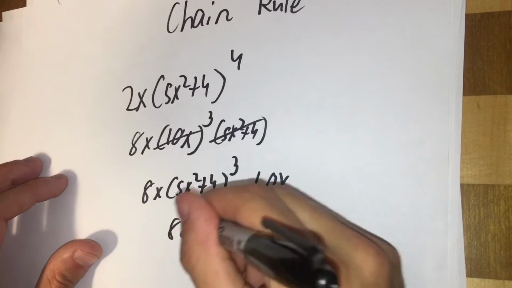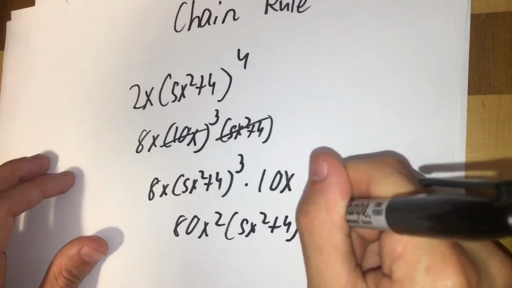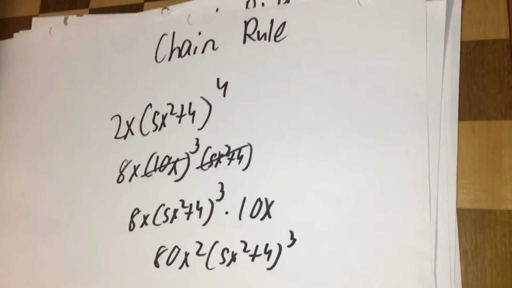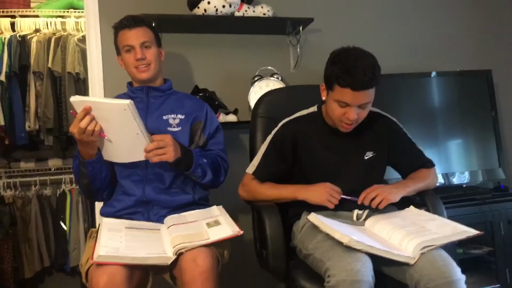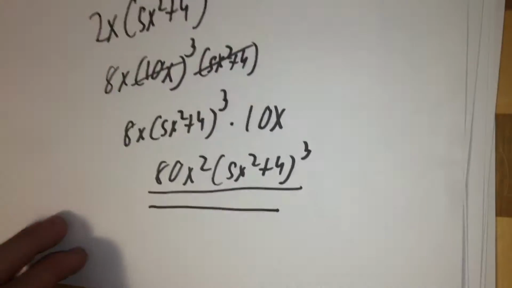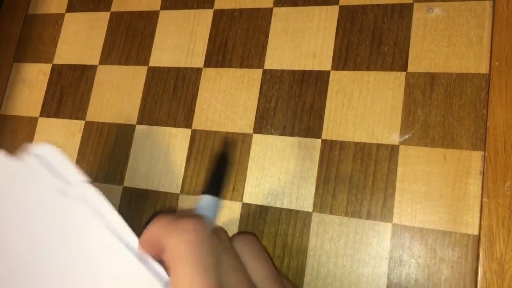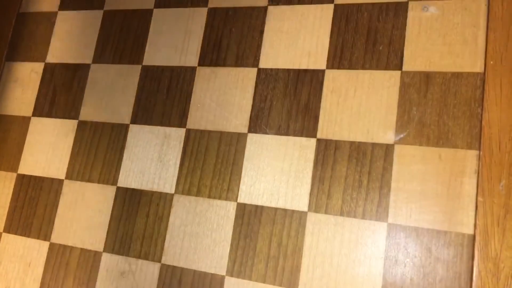All right, so I have now completed my answer. So let's compare. Frankie, what did you end up with? 80x squared times the quantity 5x squared plus 4 to the third power. Okay, Caesar, what did you end up with? 80x squared times the quantity 5x squared plus 4 to the third power as well. That is also what I have gotten. Good job, class. We have now done a fantastic job today. Next week we will move on to trig derivatives.